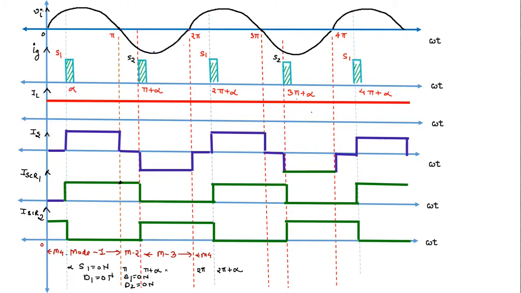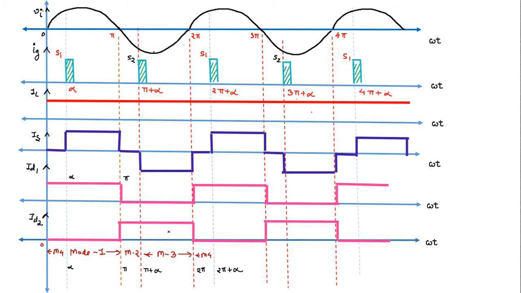As soon as we trigger, it will go into the on condition. So in mode number 3, S2 will be in the on condition. D2 is already conducting, so D2 will be in the on condition in this mode of operation. So S2 is on and D2 is on. What happens to the source current? In this condition, the source current will be the minus of load current. What is the current through the SCR1? It will be equal to 0 because it is not conducting, and the current through the SCR2 will be equal to IL in this condition because now it is triggered at omega t is equal to pi plus alpha.